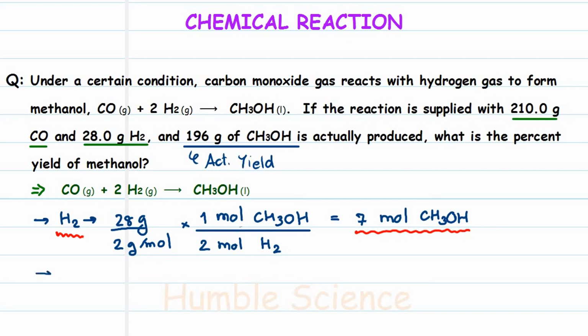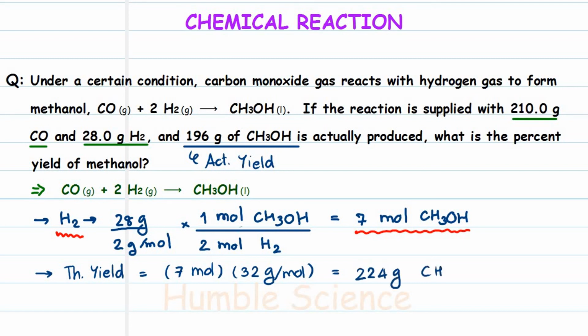So the next step is to calculate the theoretical yield of methanol, and that is going to be equal to 7 mole of methanol that we calculated earlier times 32 grams per mole, which is the molar mass of methanol, and that's going to give us 224 grams of methanol.